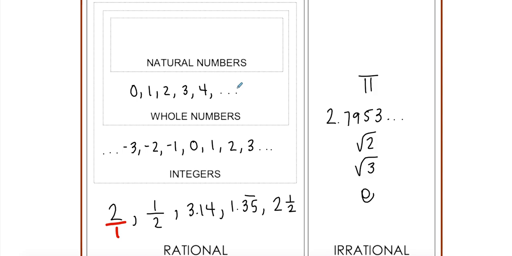Okay, so if we were asking ourselves about 0, 0 would be real, it would be rational, it would be an integer, and then it would be a whole number. 0, however, is not a natural number.